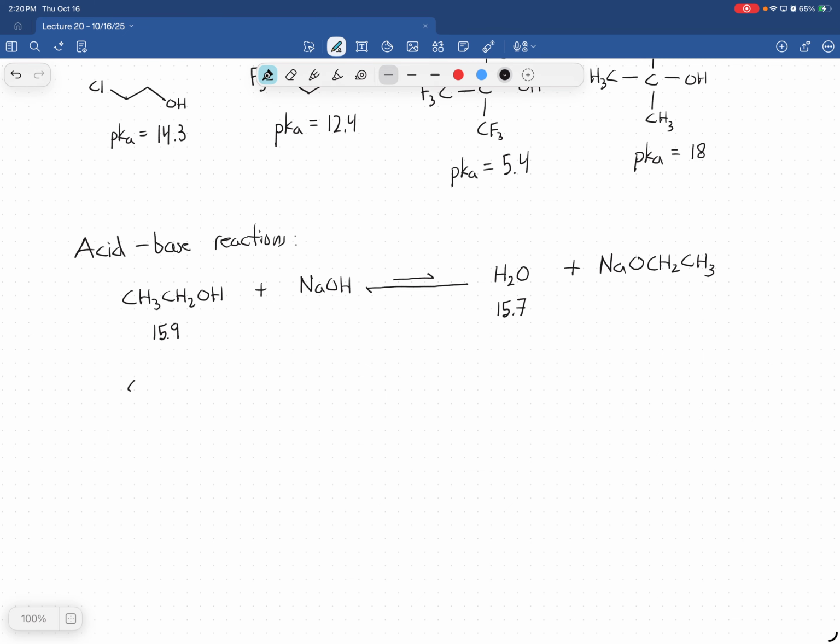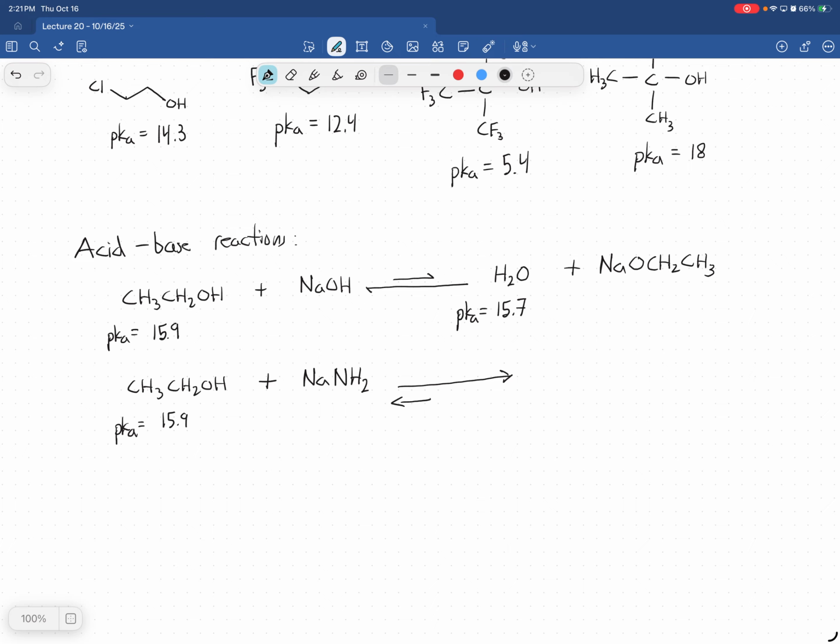But let's use that same ethanol molecule. All right, so it's 15.9. What I mean here is the pKa. Maybe I should just write that, pKa, so we don't get confused here. All right, so let's use sodium hydride. So not sodium hydride, sodium amide, NH2. All right, so this reaction actually favors the right a lot.